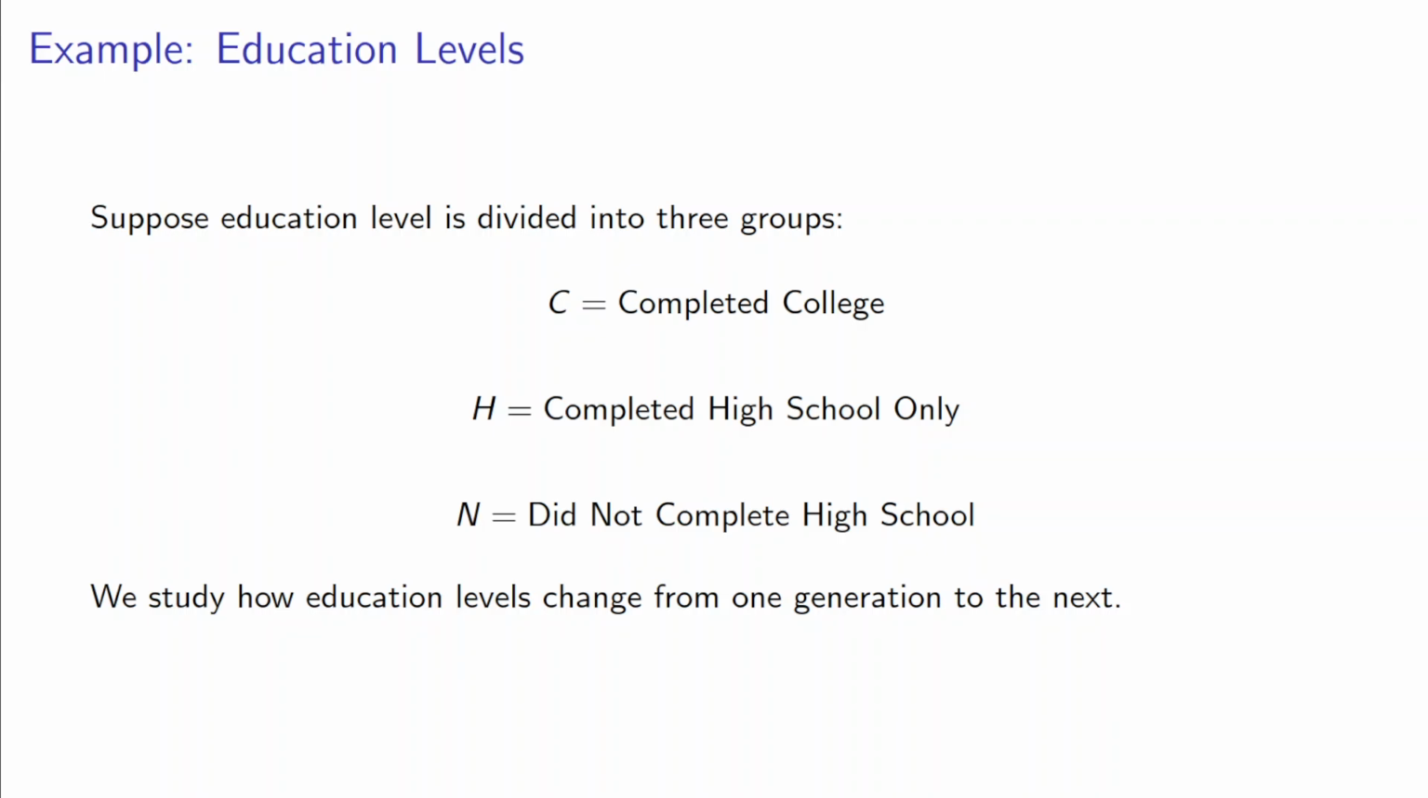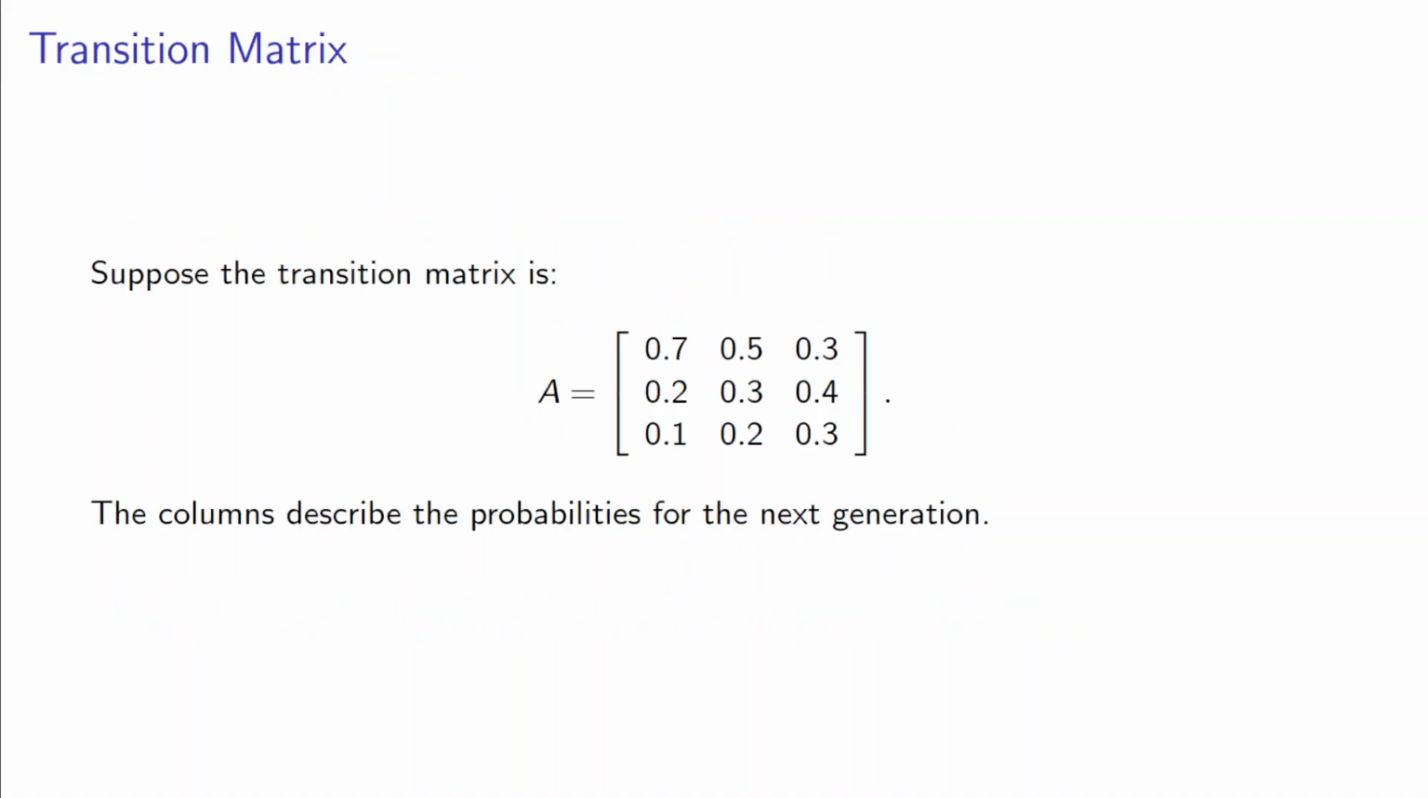So let's do another example here. We're going to try a 3x3 example. Suppose education level is divided into 3 groups. We'll say C is completed college, H is completed high school only, and N is did not complete high school. We study how education levels change from one generation to the next. Suppose the transition matrix is given by this matrix here.